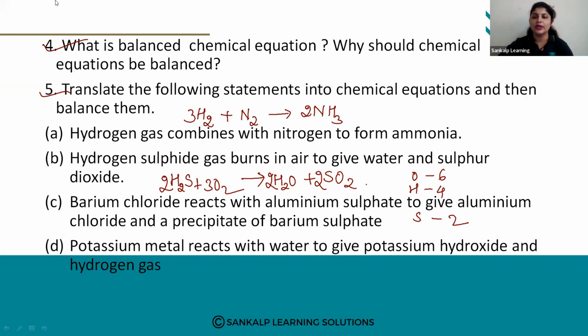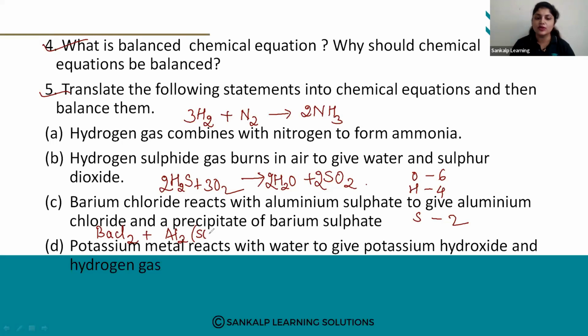Okay, balancing is very important. So next question, this statement that we have to convert into a chemical equation is: barium chloride reacts with aluminum sulfate. Barium chloride is what? BaCl2. Barium chloride reacts with aluminum sulfate. Aluminum sulfate is what?